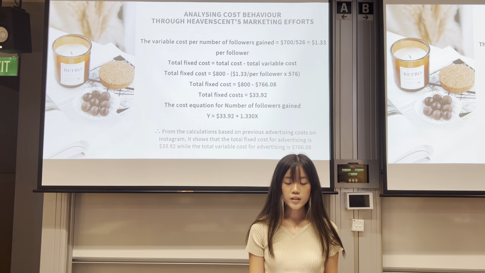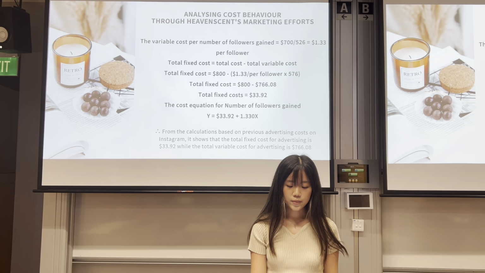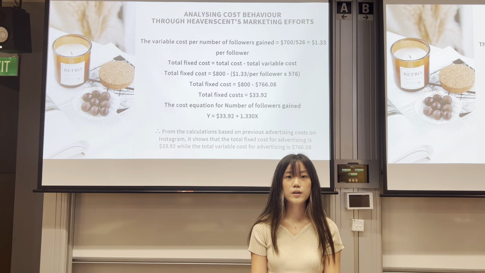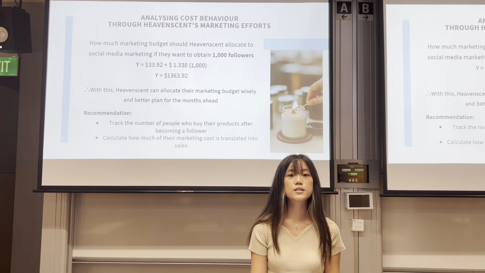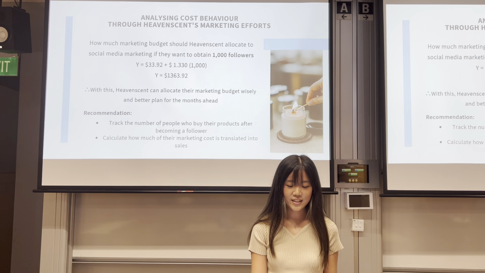After the calculations using the high-low method, we found out that for one follower, they need $1.33, and we also have the equation below over here. From the equation, we can find out that if Heavenscent wants to obtain 1,000 followers in the following month, they actually have to pay $1,363.90 to obtain this amount.